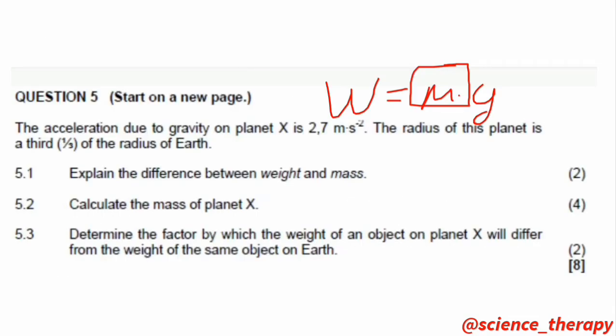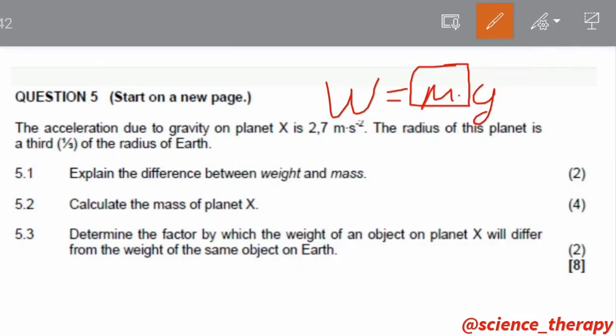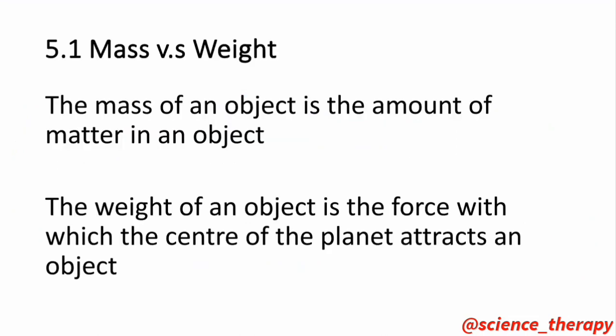Then 5.2 says calculate the mass of planet X. How do we calculate the mass of planet X? Again, let's see all the info that we've been given. We are given the gravitational acceleration, so you can see which formula we can use. Remember, when we are given the gravitational acceleration, that's where we can use the formula with G. Then we have 1/3 of the radius of the Earth. So we are looking to use this formula: g equals Gm over r squared.